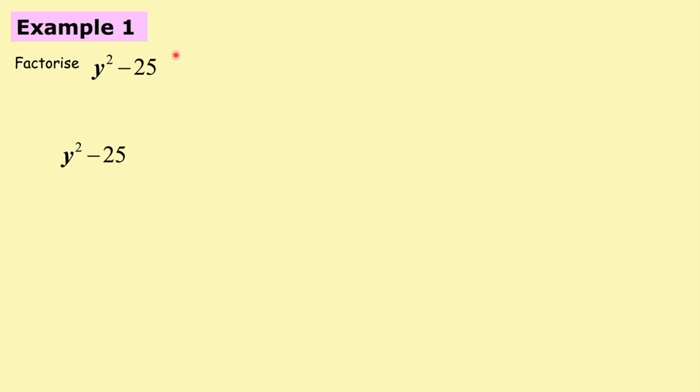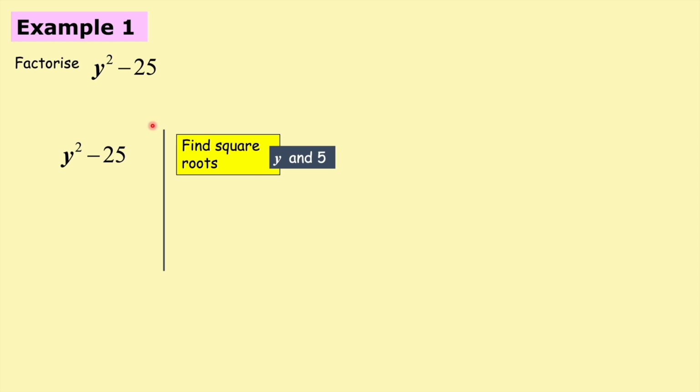So the first thing we're going to do is find the square root of each of these terms. So the square root of y squared is y, because y times y gives you y squared. And then the square root of 25 is 5. So those are our two square roots of the two terms here.